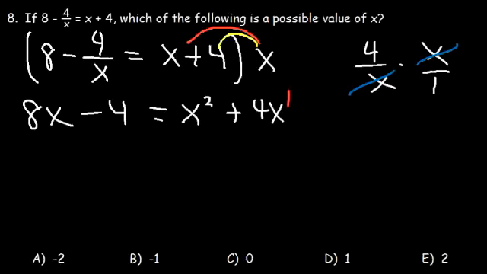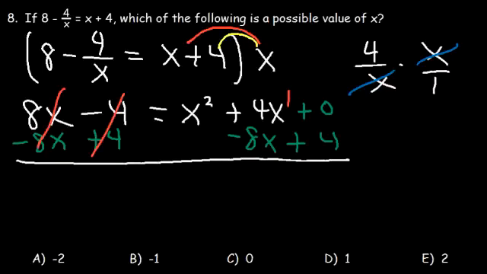So whenever you see that, what you want to do at this point is move everything to one side and try to factor the expression, use the quadratic formula, or complete the square to solve for x. So let's subtract both sides by 8x, and let's add 4 to both sides. So this is 0 right here. If there's nothing there, it's a 0.